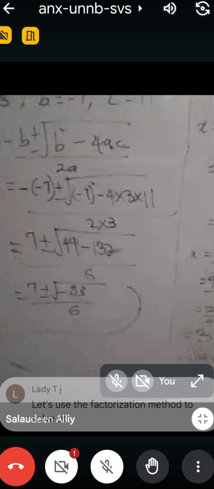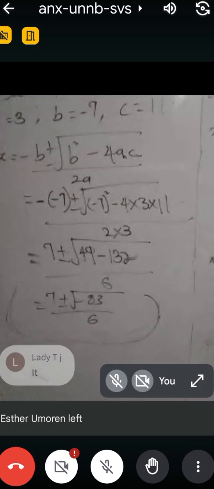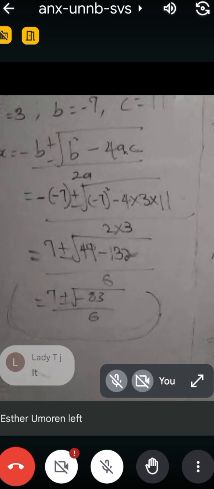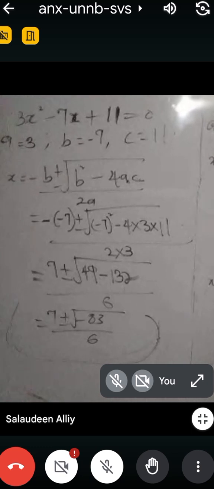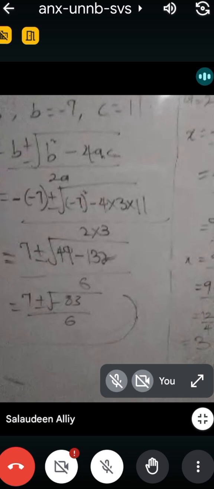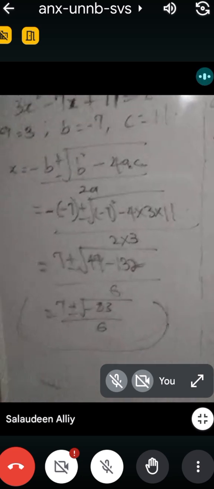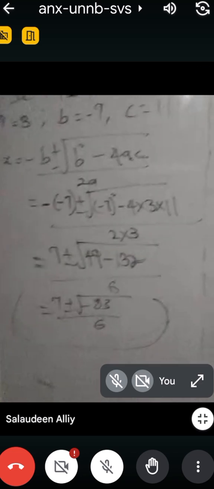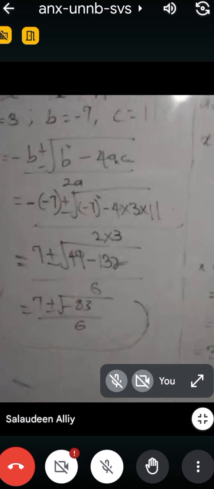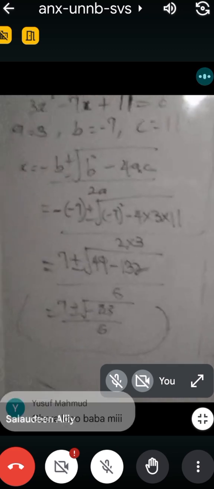Please, I just want to ask, there's a particular question during my CMA. I don't know if I can make use of quadratic. 2x squared plus 3x minus 1 equals 0. You can use anything. Use the quadratic formula or the factorization method. So you have 2x squared plus 3x minus 1 equals 0.